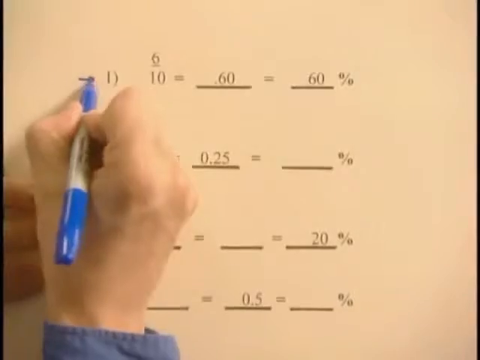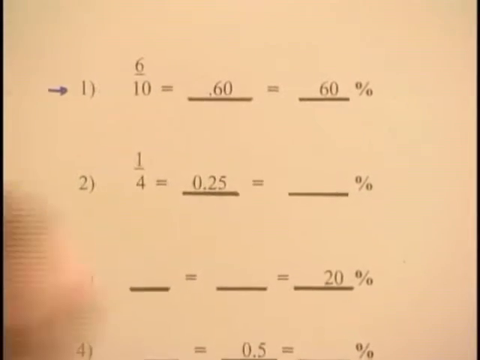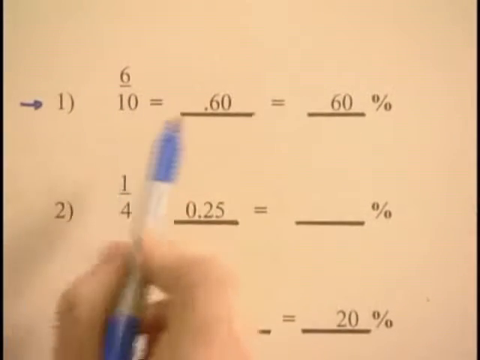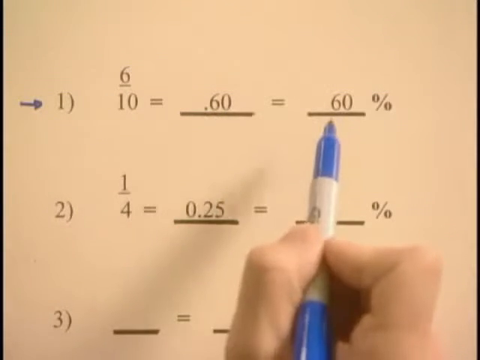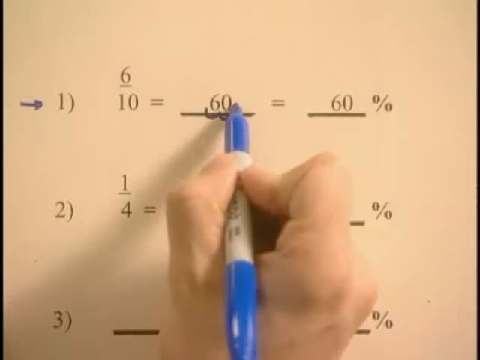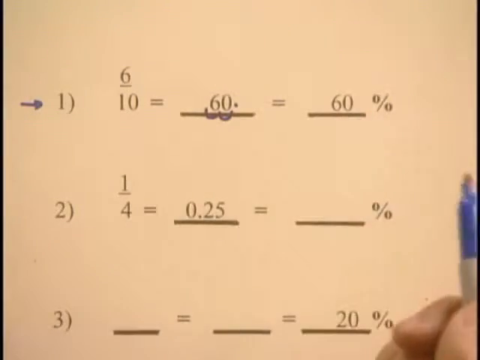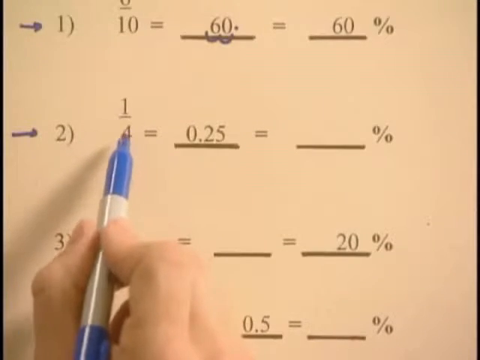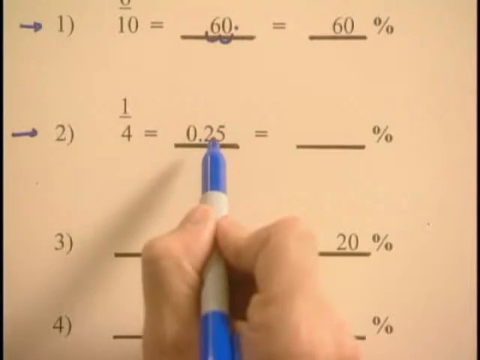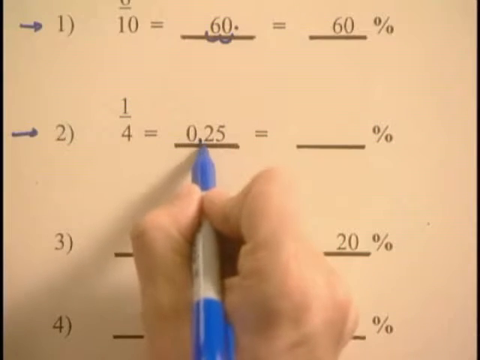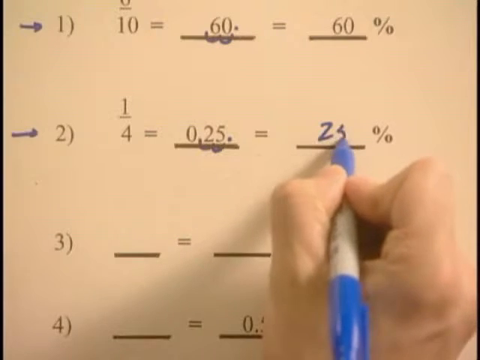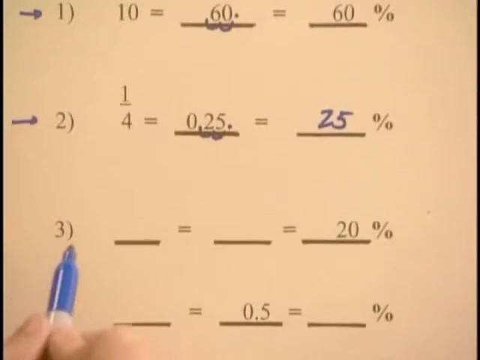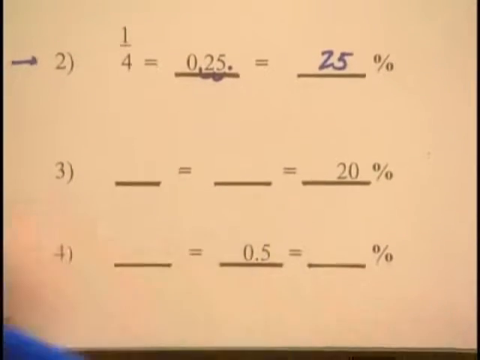The first one they did for us, which is nice. 6 tenths, the fraction, equals 6 tenths, or 60 hundredths, the decimal, which equals, if I move my decimal 2 spots to the right, 60%. Number 2, that's the problem we just did. 1/4. 1 divided by 4 equals 0.25, or, if we move the decimal 2 spots to the right, 25%.